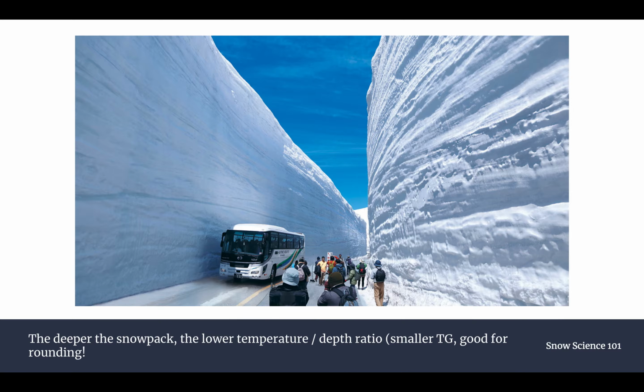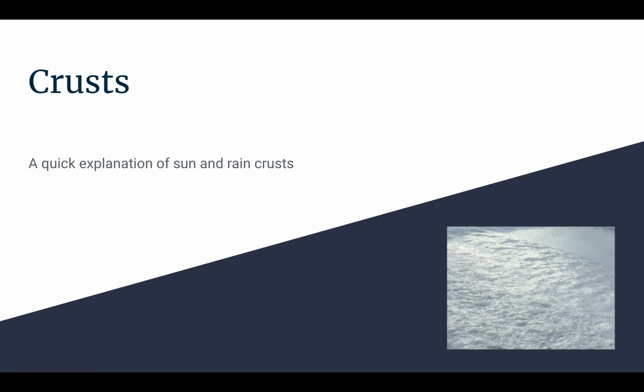And the deeper the snowpack, the lower the temperature to depth ratio is, which means it's a smaller temperature gradient, which is good for rounding, as I mentioned earlier, because this essentially insulates the lower layers, and the smaller temperature gradient prevents moisture from exiting the snowpack as fast, which gives the snow more time to round, so it rounds faster.